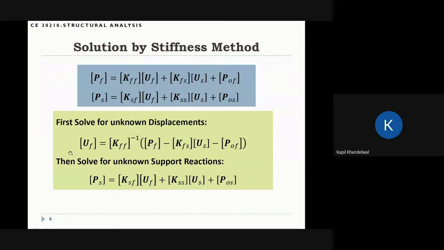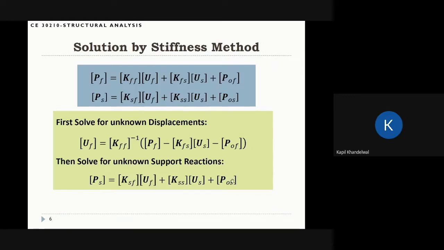So first we solve for unknown displacements and then we solve for unknown support reactions. This is always the case, okay? So the solution strategy always looks like this. But there are some important points you can remember to make the solution process a little easier, especially when you're solving these problems by hand.